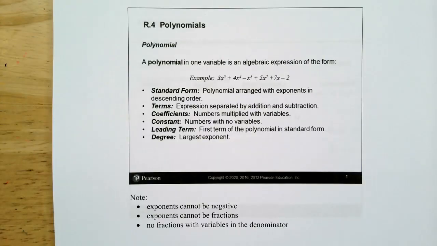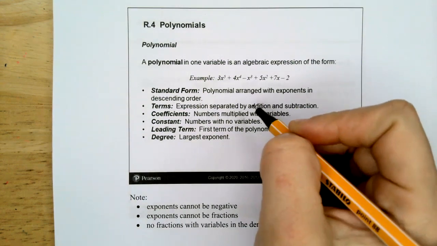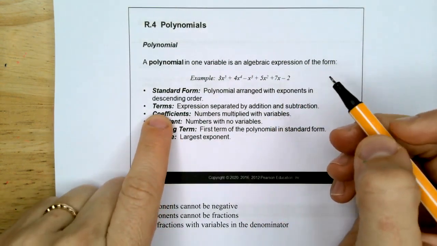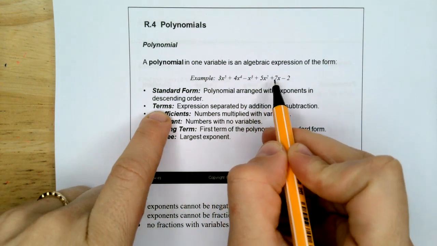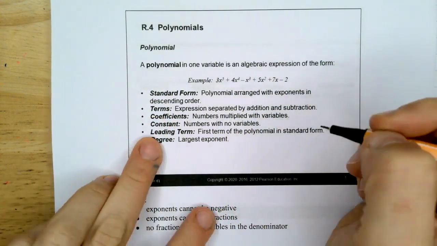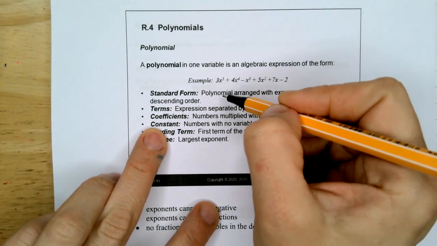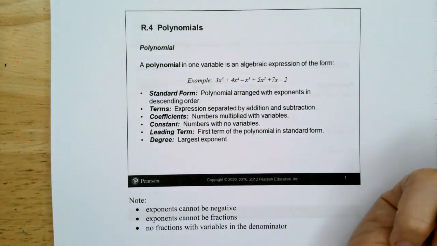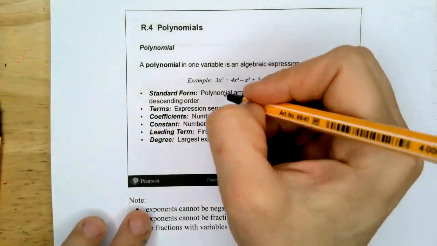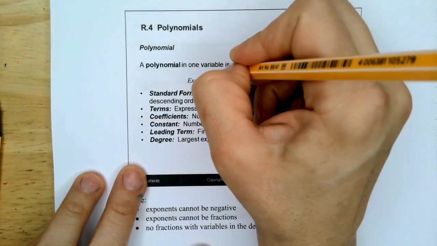All right, so it says a polynomial in one variable is an algebraic expression of the form, for example, 3x to the fifth plus 4x to the fourth minus x to the third plus 5x squared plus 7x minus 2. So poly just means many. This has many terms, okay? A term is separated by addition and subtraction, and the polynomial is arranged with exponents in descending order. So this is a polynomial with 6 terms.